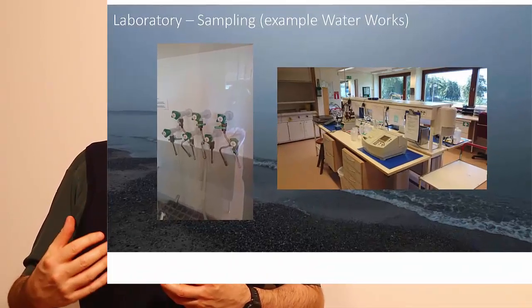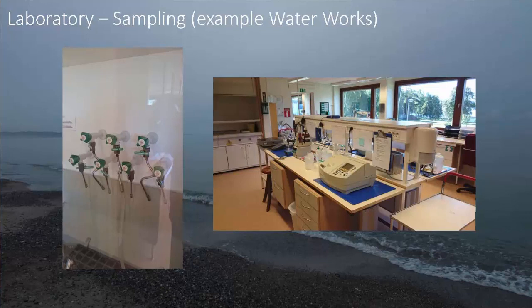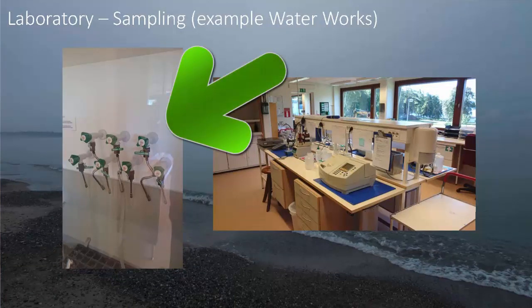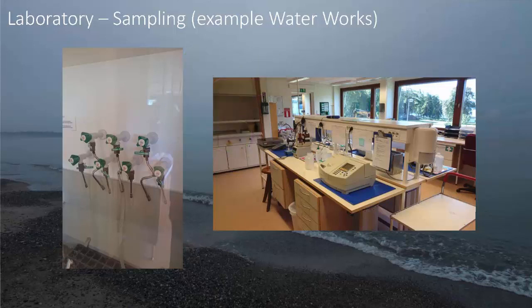How do I get the water I want to sample to the lab? Well, here is one example of where you have several pipes coming from different parts of the waterworks where you can sample in one place. So this is a very convenient way to work. It's not hard to sample and you can take the sample at the same time.